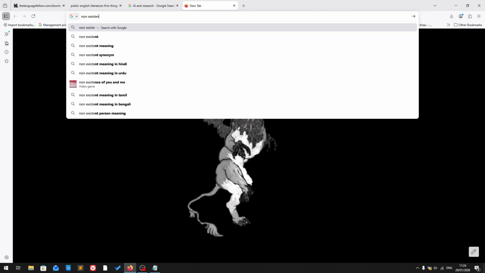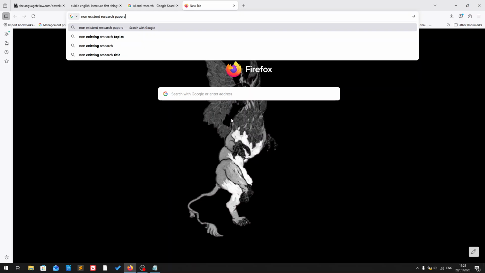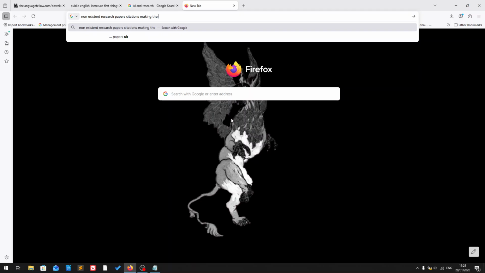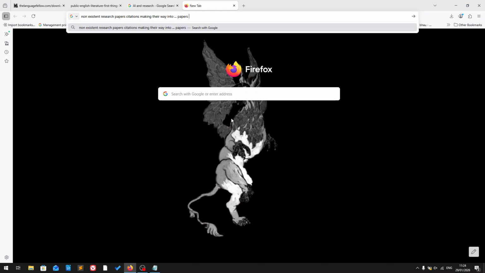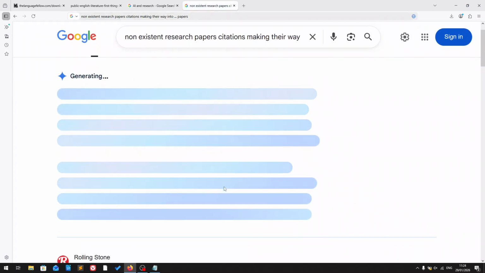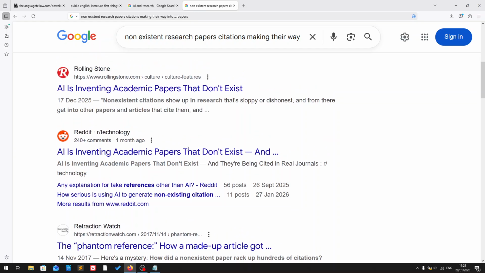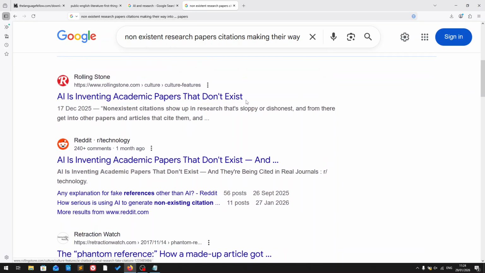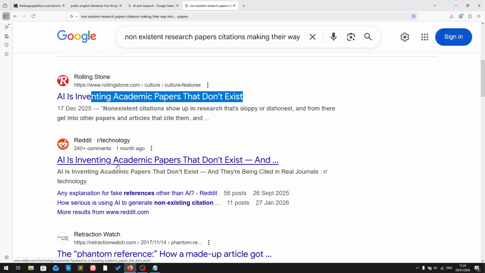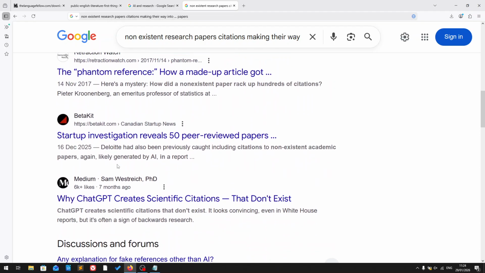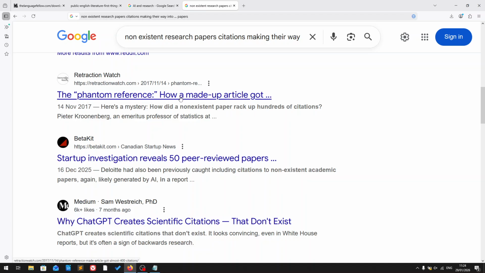Non-existent research papers, citations making their way into, okay, I'll not name papers. AI is inventing research papers, academic papers that don't exist. That's Reddit: AI is inventing academic papers that don't exist. It's probably from Rolling Stone that Reddit is quoting. Phantom reference, Retraction Watch. Again, this is the second time I'm discussing this.